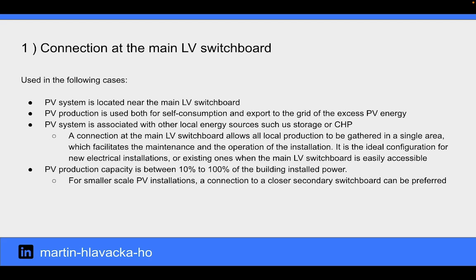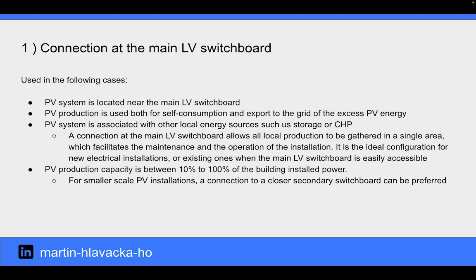A configuration where the PV installation is connected to the main LV switchboard is used in cases where PV system is located near the main LV switchboard. PV production is used both for self-consumption and export to the grid of the excess PV energy. PV system is associated with other local energy sources like storage or CHP, for example. A connection at the main LV switchboard allows all local production to be gathered in a single area, which facilitates the maintenance and the operation of the installation.